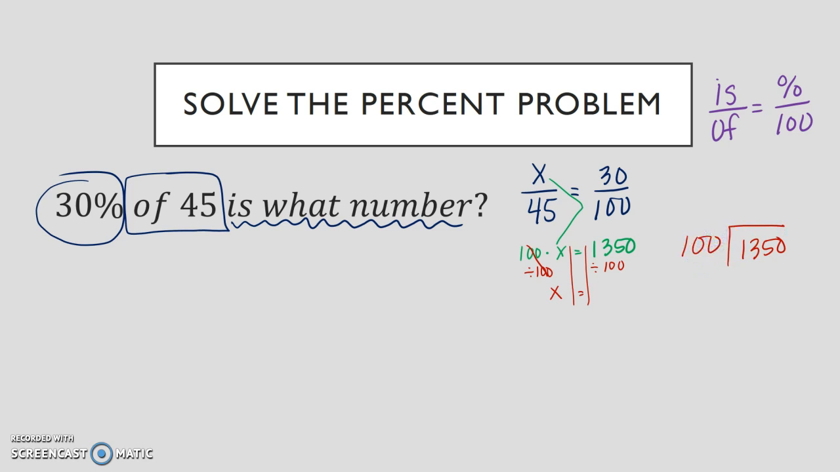And once we do that long division, 100 goes into 135 one time. We're left with 35, bring down our 0, and go in 3 times. We've got 50 as our remainder, so we need to add a decimal and a 0, drop down the 0, and 100 can go into 500 5 times. So here, our answer should be 13.5.